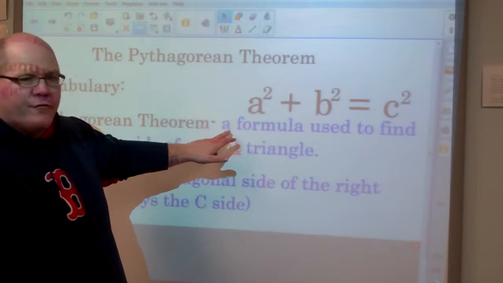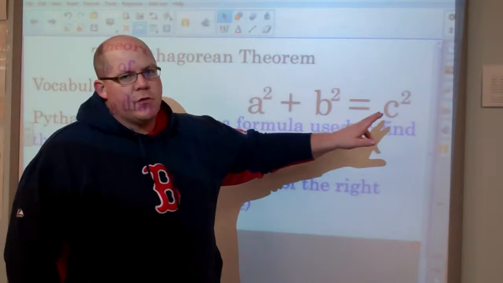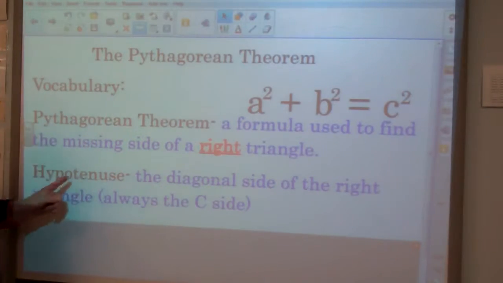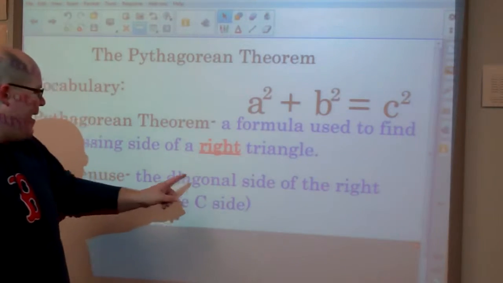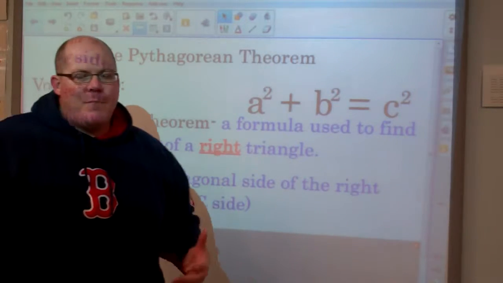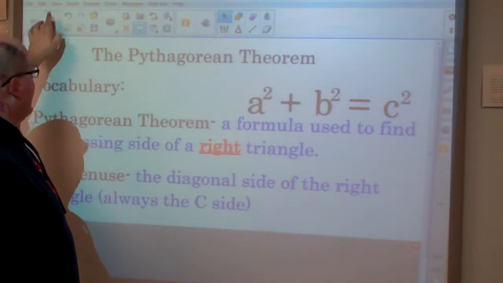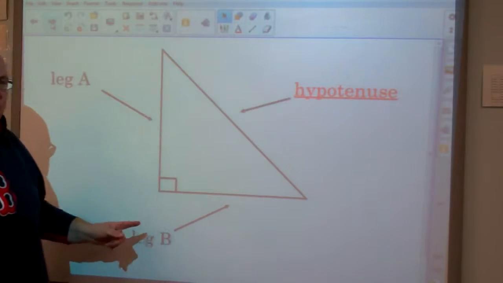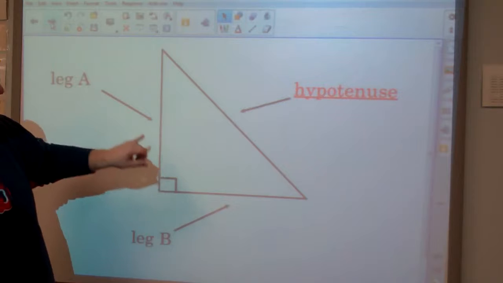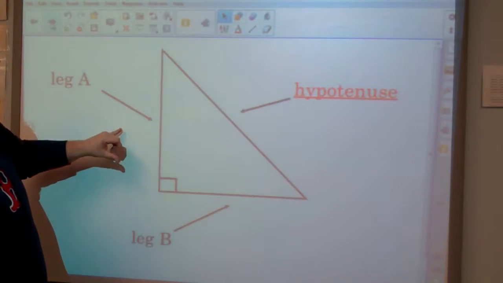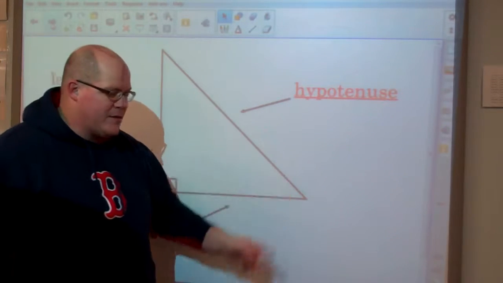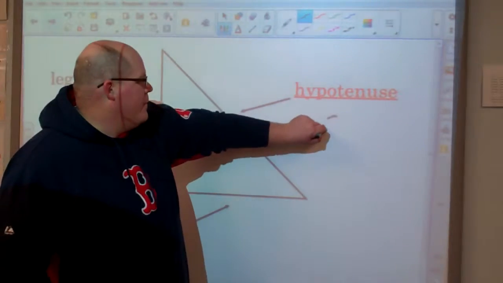A squared plus b squared equals c squared. The c side of the triangle is called the hypotenuse. It's the diagonal side of the right triangle, always the c side. And then a and b are the legs of the triangle. So here's my right triangle. We know it's a right triangle because it's got the little box in the left-hand corner, which tells us this is a 90-degree angle. It doesn't matter which leg you label a or b. The legs are a and b, and the hypotenuse, the diagonal, is always c.